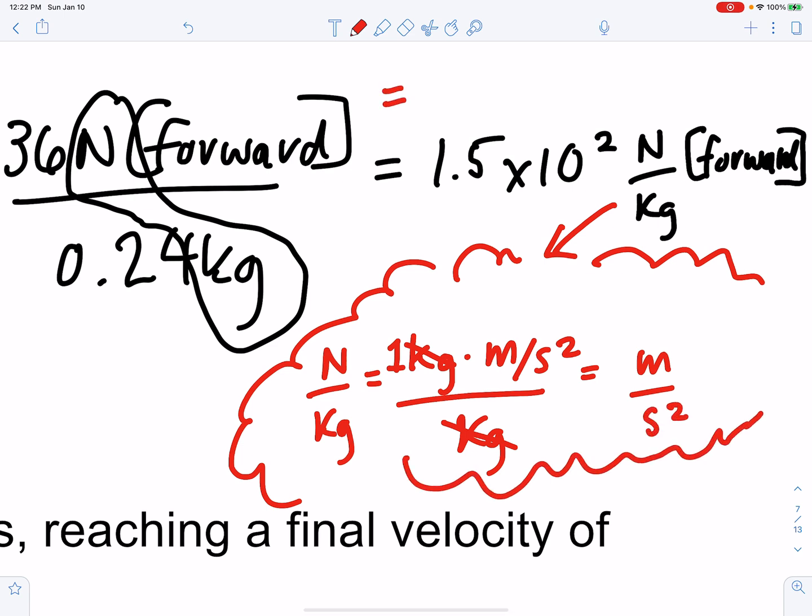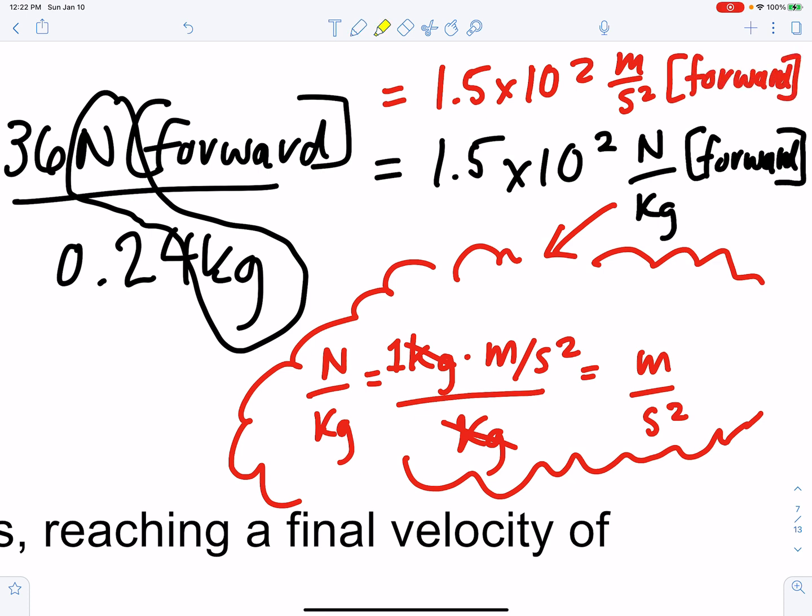So another way to write this is 1.5 times 10 to the power of 2 meters per second squared forward. Newtons per kilogram and meters per second squared are equivalent. They're interchangeable, and we often flip back and forth between these two, especially when we're studying Newton's second law, because Newton's second law ties acceleration to force. So being able to switch between the two is a very helpful skill.